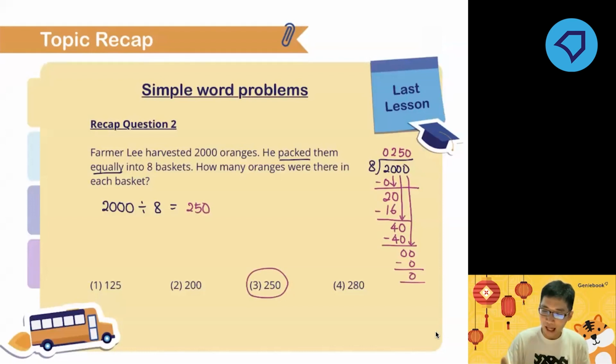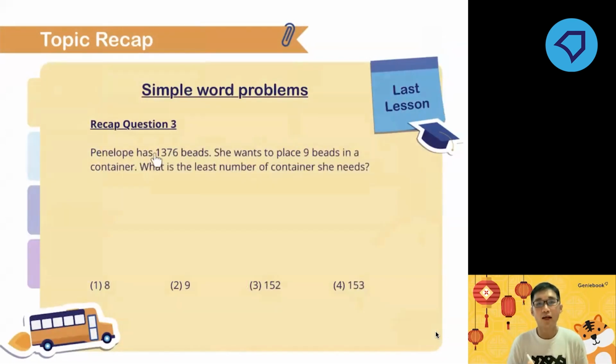Now let's take a look at the last recap question. Penelope has 1,376 bits. Okay, so that again is a lot of bits. Now she wants to place 9 bits in each container. So what is the least number of containers she needs in order to place all her 1,376 bits, okay? All the bits, right? No more, no less than 1,376.